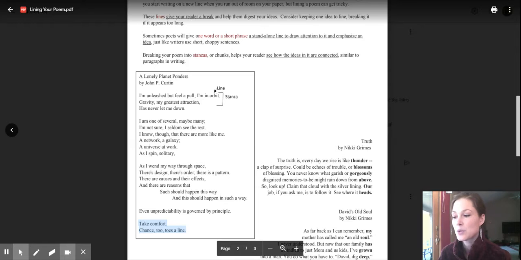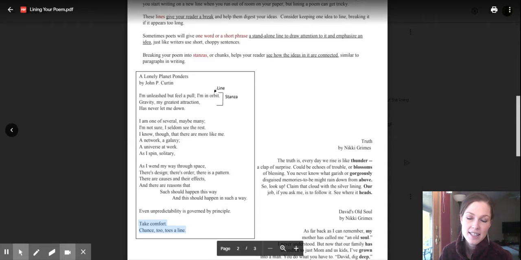As I wend my way through space, there's design, there's order, there's a pattern, there are causes and there are effects, and there are reasons that such should happen this way, and this should happen in such a way. Even unpredictability is governed by principle. Take comfort. Chance, too, toes a line.